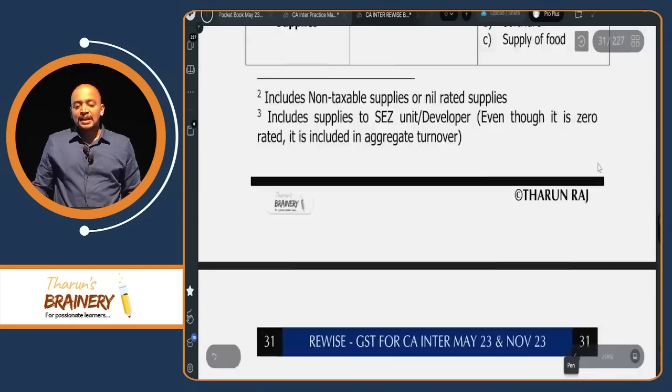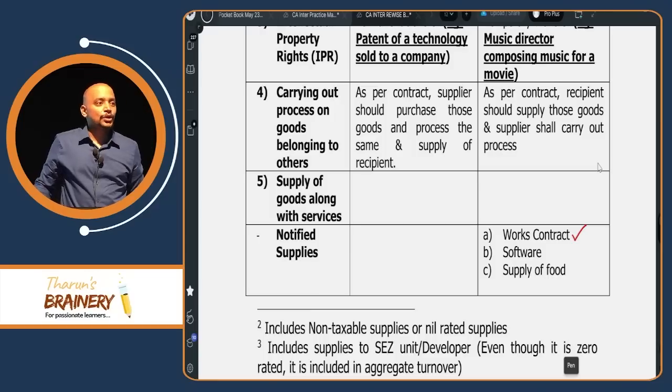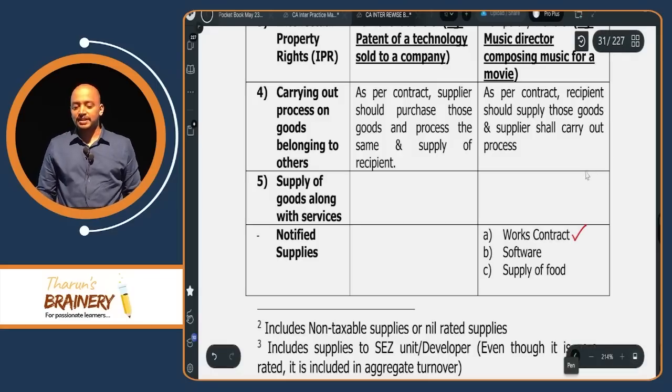Okay. Then so that's the reason why while discussing sale of flats I told you, when part consideration is received before completion certificate and remaining after completion certificate, or entire consideration received before completion certificate, it is covered under supply and it will be treated as works contract service.